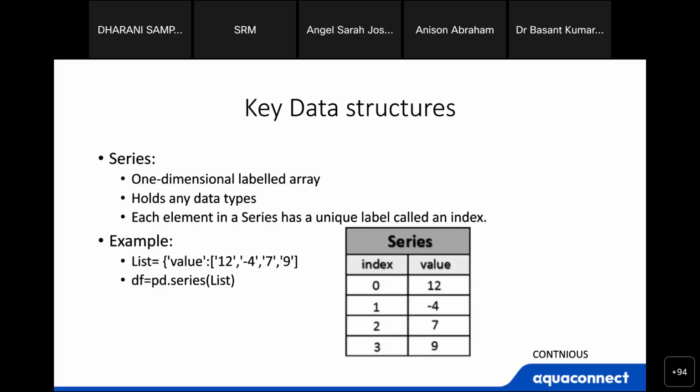We can easily use indexes to access values. For example, the values contain 12, minus 4, 7, 9. Using index values like 0 to access 12 and 3 to access 9. For that purpose we'll use the indexes.